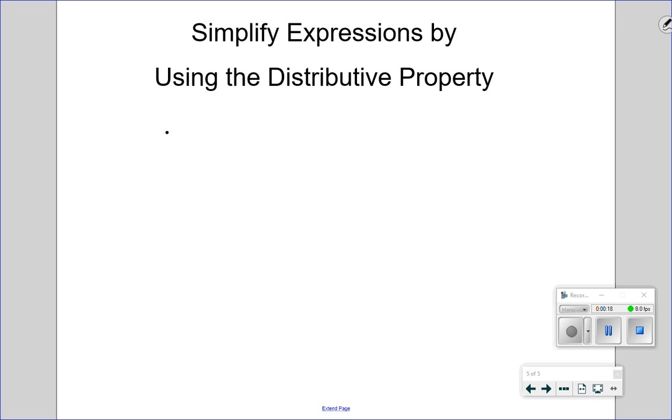Okay, so normally if I have some number, some quantity with addition in it, such as this, because of order of operations, I am supposed to add first, do what's in the parentheses first. So I would add first. But I want to show you what this is equivalent to.